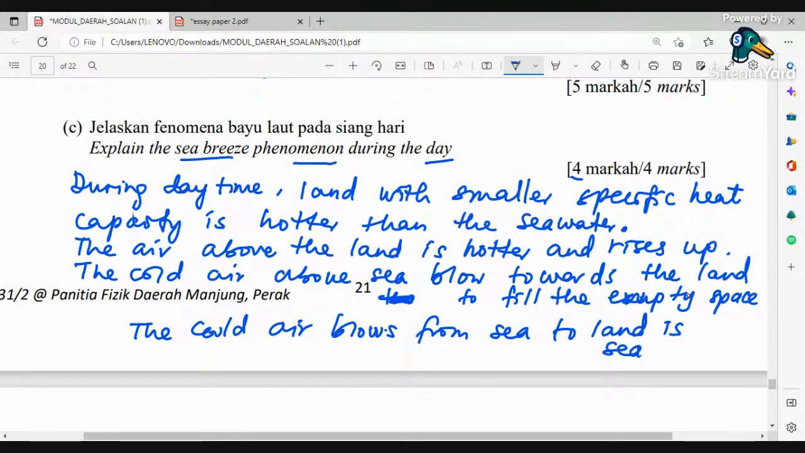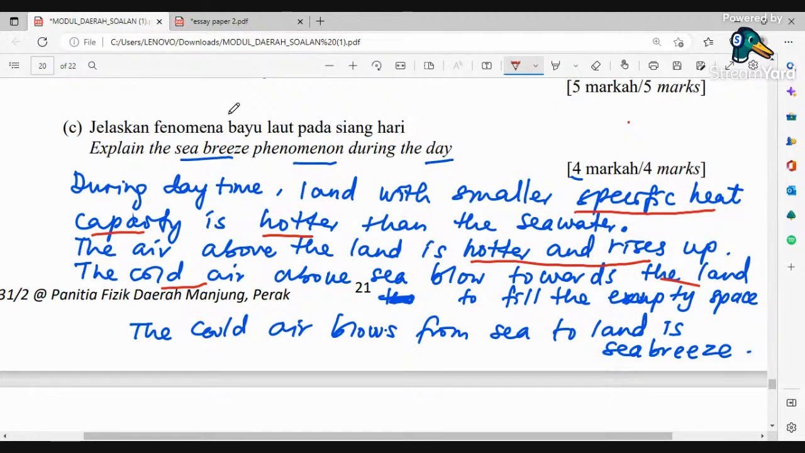is sea breeze. Okay, so during daytime, land with smaller specific heat capacity is hotter than the seawater. The air above the land is hotter and rises up. The cold air above the sea blows towards the land to fill the empty space. The cold air blows from sea to land is known as sea breeze. Okay, nampak konsep lah. Jawab mesti ada konsep. Okay, nampak konsep yang saya guna di sini. Specific heat capacity, hotter, heats up faster than seawater. Air, okay, hotter, rises up. Cold air blows to the land. Okay, 4 marks.